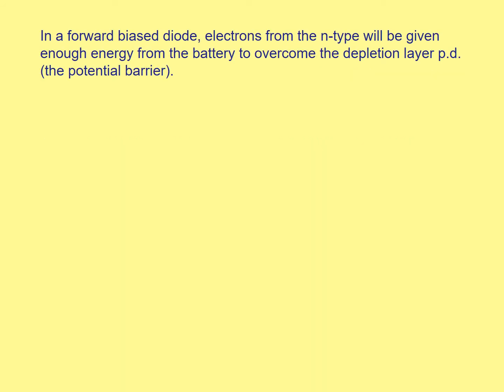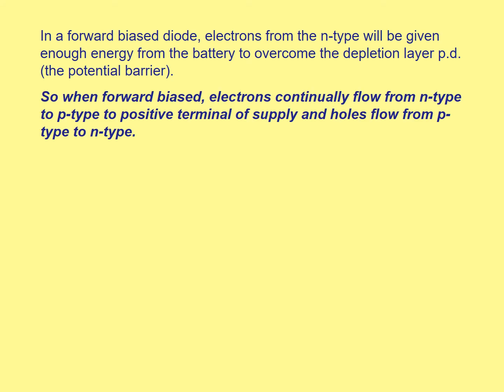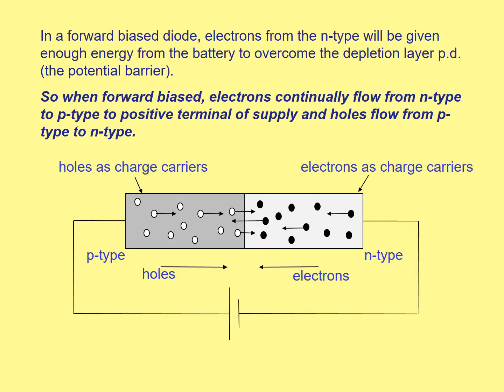In forward bias, electrons from the n-type will be given enough energy from the battery to overcome the depletion layer. Remember the 0.7 volts potential barrier. So being connected to the negative terminal of the supply means the electrons in the n-type are given enough energy to overcome the depletion layer and then reach the holes in the p-type. So in forward bias, electrons continually flow from the n-type to the p-type to the positive terminal of the supply, and the holes flow from the p-type to the n-type. And that continual flow of electrons, or holes in the opposite direction, is a flow of current.